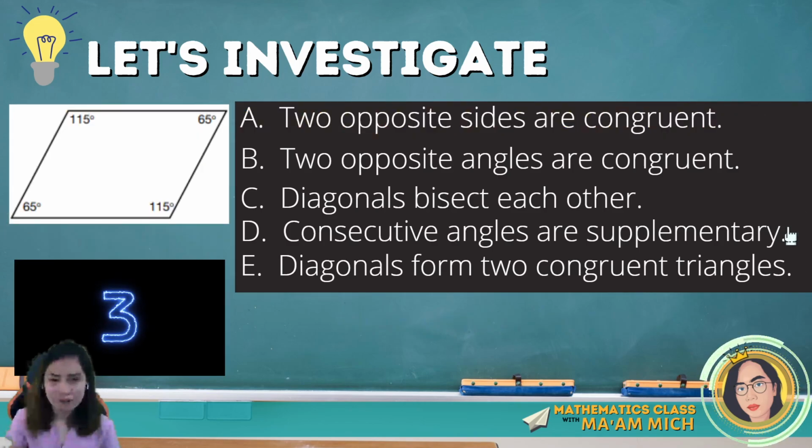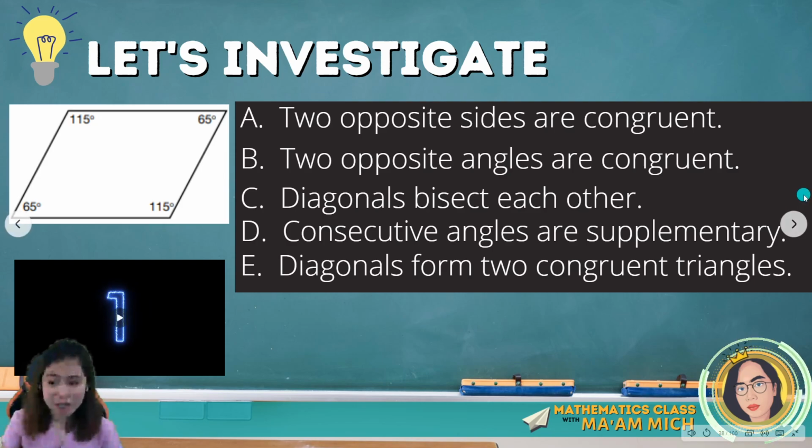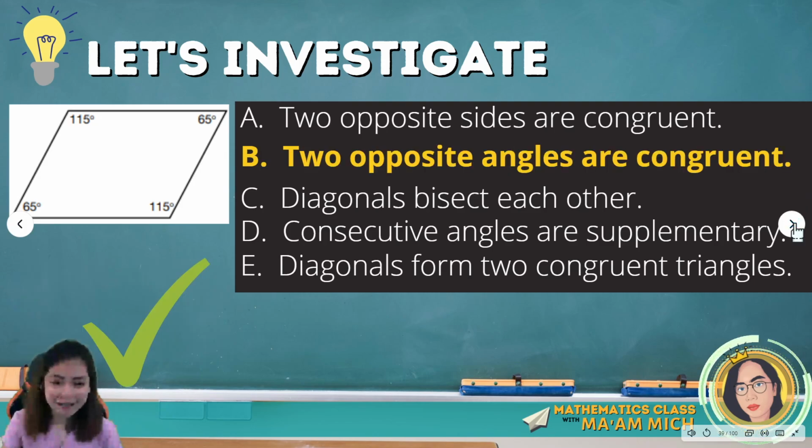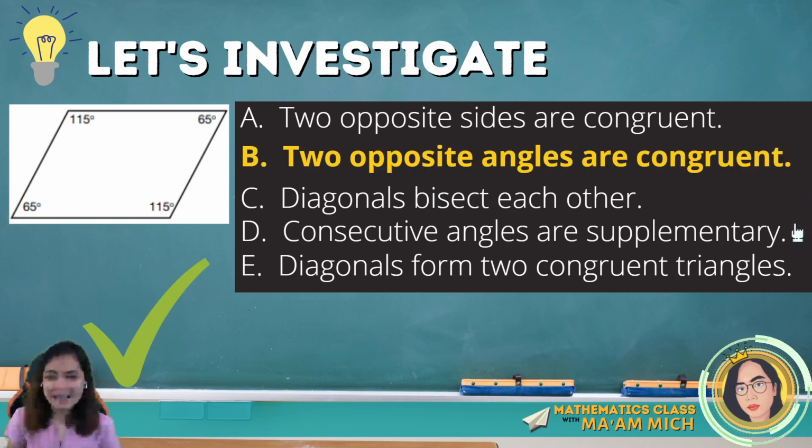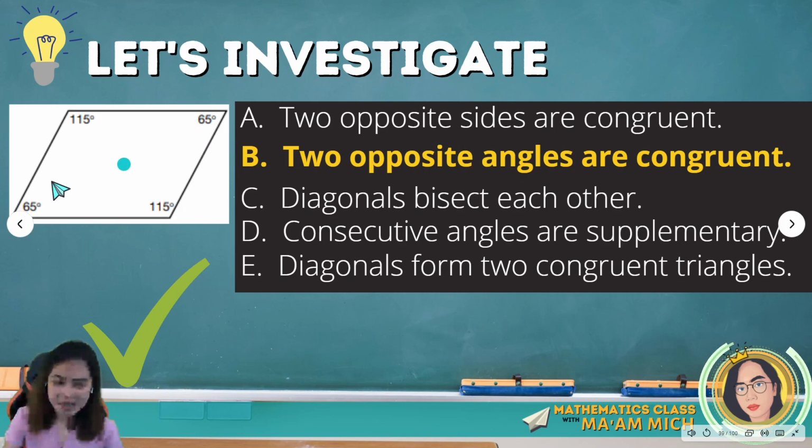How about the second illustration? Let's see if your answers are correct. Very good. The answer is letter B. Two opposite angles are congruent. We have here 65 degrees and the other, or the opposite angle, is also 65 degrees. We have here 115 degrees and we have here 115 degrees also.